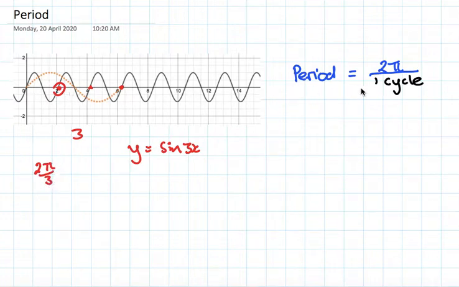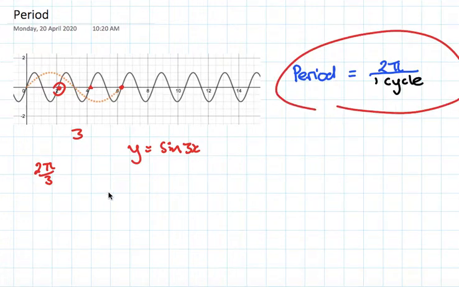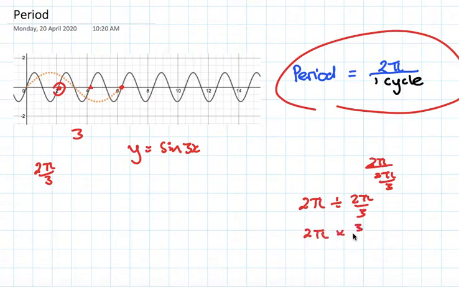So what we do is we then use this formula here and we go 2 pi divided by 2 pi over 3. And when you do your fractions, you turn the second one upside down and multiply. So you get 2 pi over 3 times 2 pi, and those would cancel each other out, so we can see it as 3. And there's our period there.